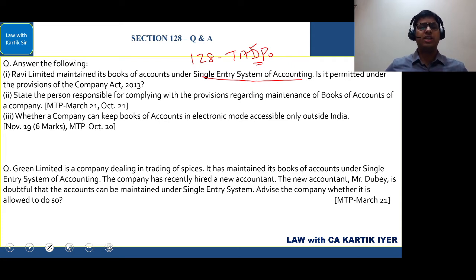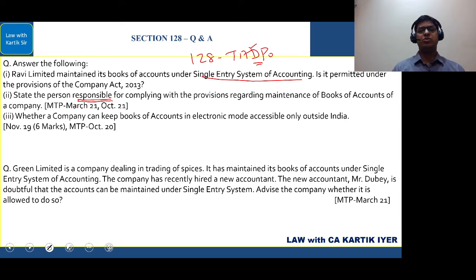Next one. State the person responsible for complying with the provisions regarding maintenance of books of accounts of a company. Who shall maintain the books of accounts? So here in our code TADPO, we had done that R is responsibility. So who is responsible? There we had done the managing director of the company, the whole-time director in charge of finance of the company, the chief financial officer of the company, or any other person charged by the board in this regard. And if they don't comply, the penalty is how much? 50,000 to 5 lakhs. Penalty is not asked, I'm just sharing that with you. So you will write in responsible those persons which I just named. This is again given in section number 128.